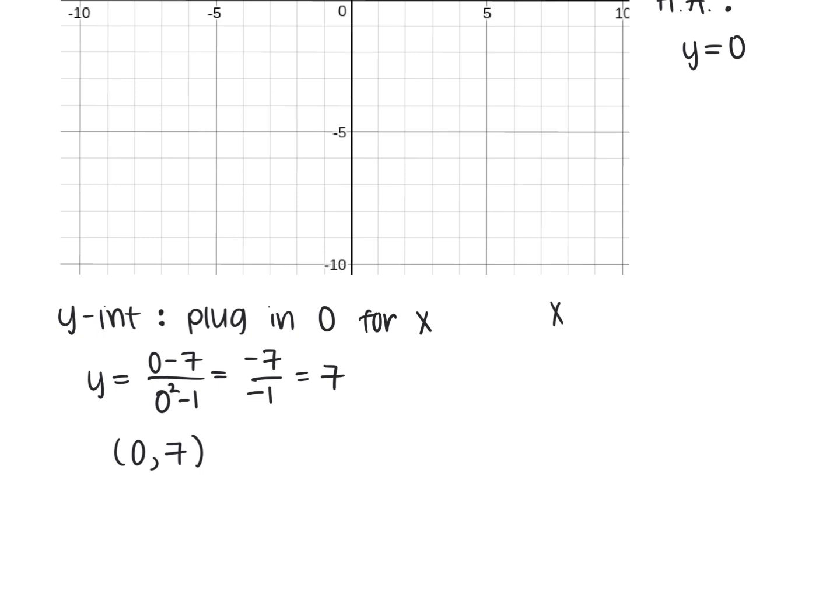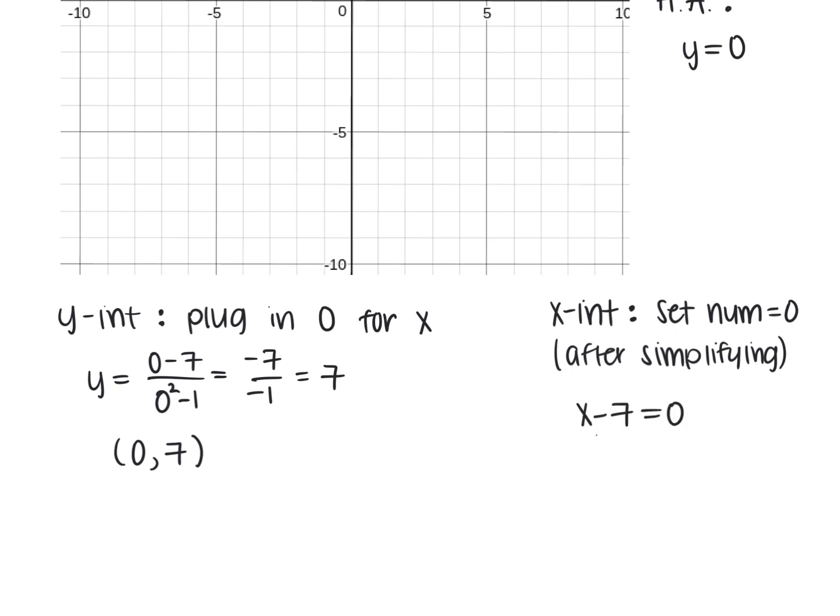For the x-intercept or x-intercepts, it's actually a lot easier than a quadratic. I don't have to do any type of factoring. What you do is you set the numerator equal to 0. And it does have to be after simplifying. So you want to make sure you use the simplified form to solve for the x-intercept. And since nothing canceled here, I'm going to solve for when x minus 7 equals 0. So we add 7, and we're going to get an x-intercept at (7, 0).